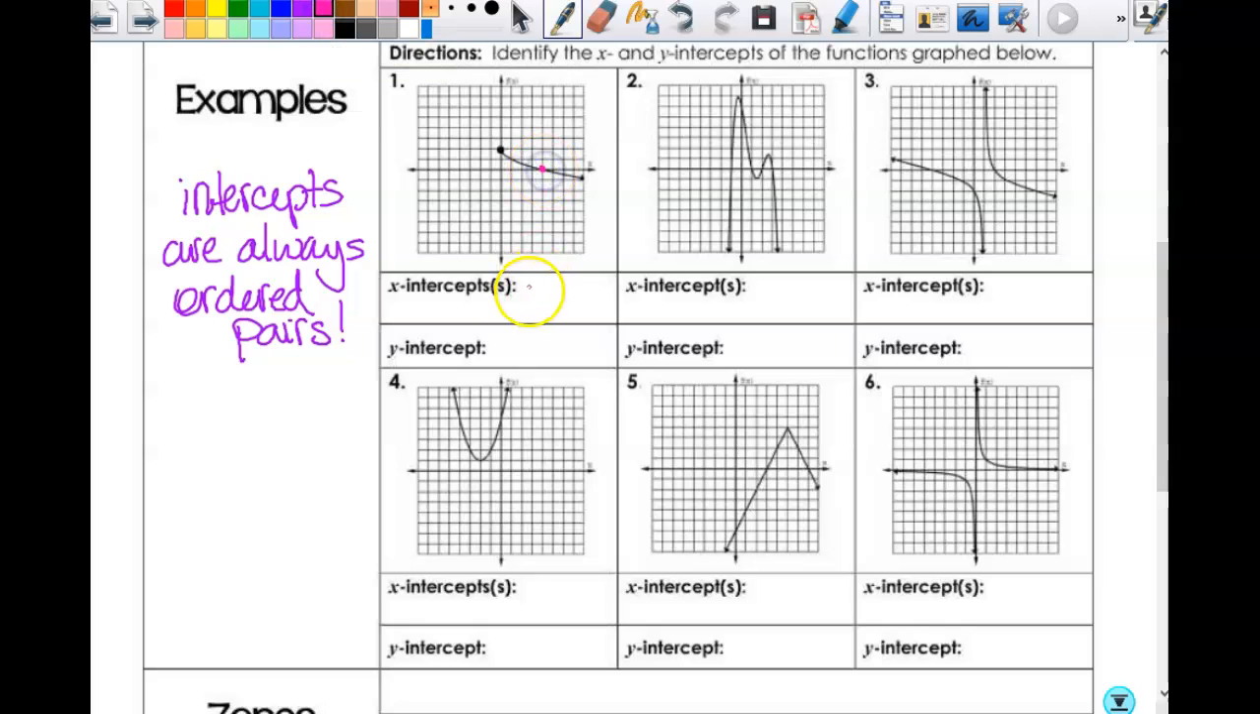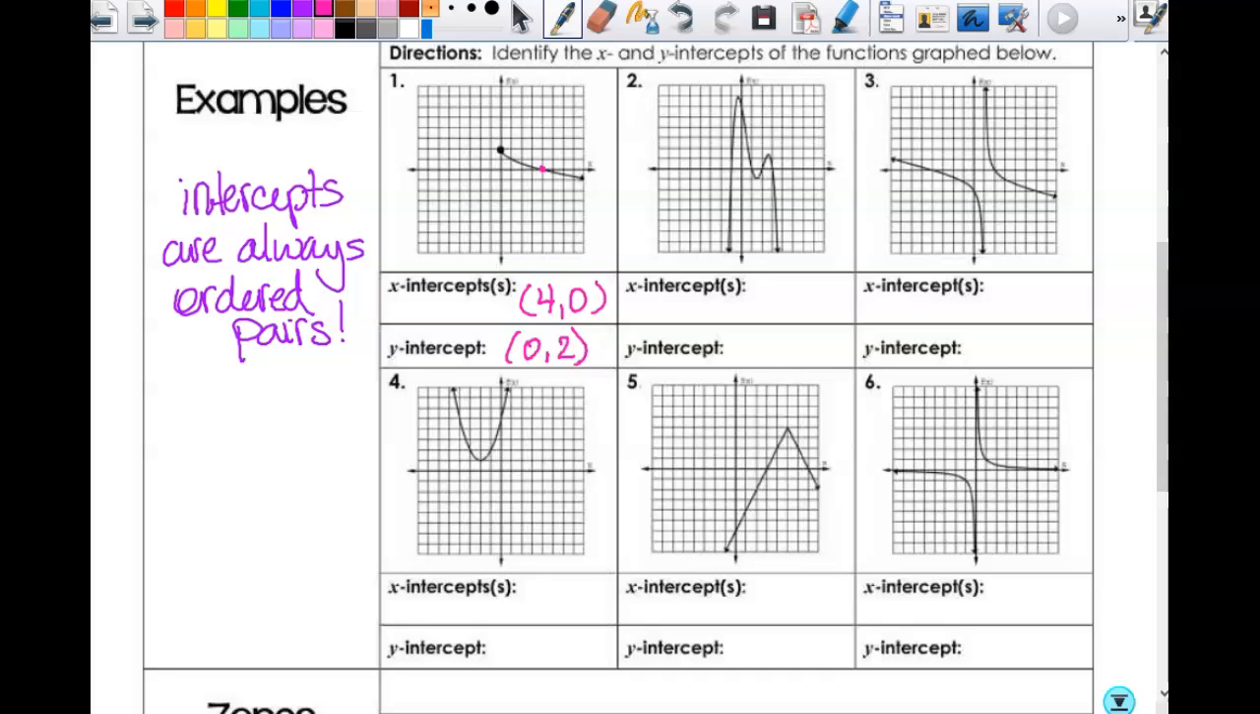So I know the x-intercept is there, and what is it? 4, 0, right? It's not 4, it's 4, 0. Make sure on these you put the zeros in the right place. You know what they are, but do we have brain freezes sometimes? Yes, we do. So we just want to try and avoid some of that.